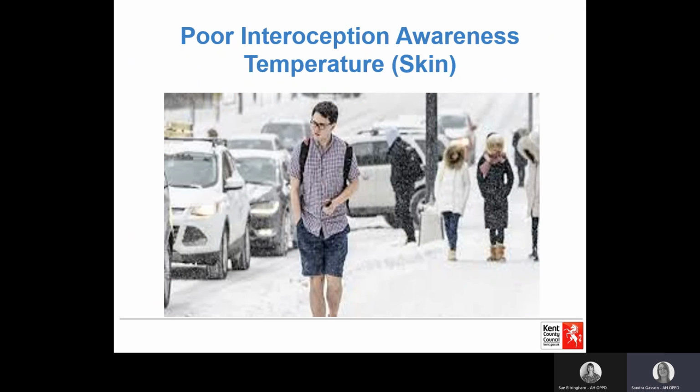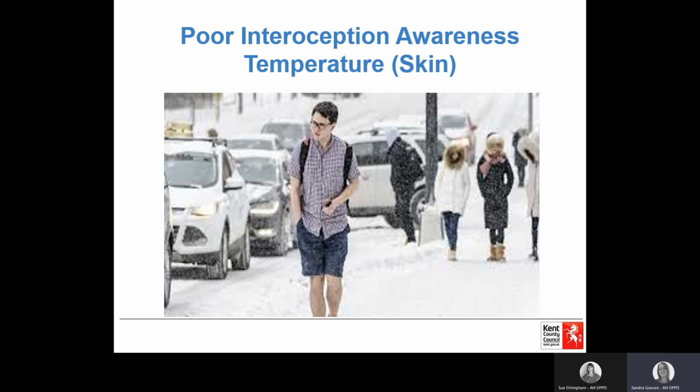This example is of Peter, a young autistic man whose mother reported would go out in the snow with his shorts and t-shirt on when everyone else was wrapped up with coats, scarves and gloves. His fingers and his face and his lips were often turning blue, but he did not notice and he could not explain that he felt cold.